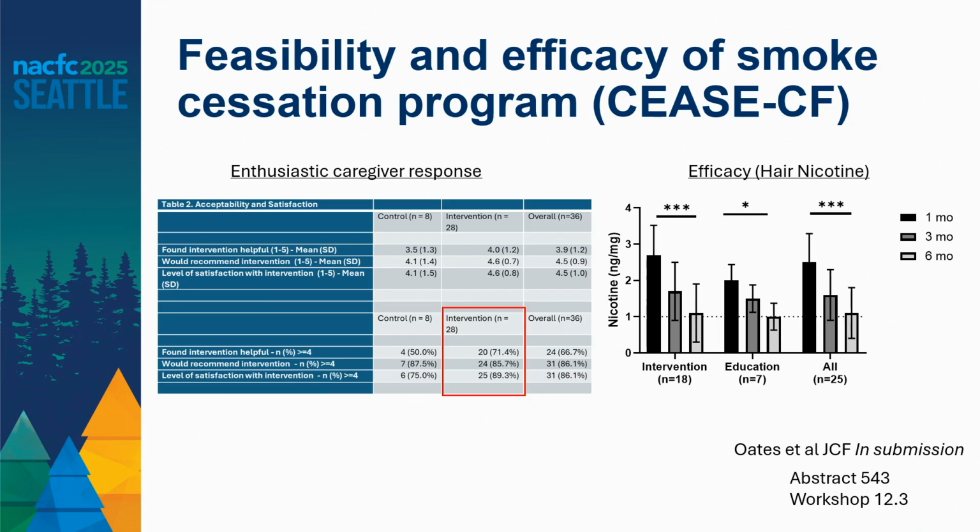A predetermined threshold of exposure is above 1 nanogram per milligram. Going into that, the intervention and the education group was generally above 2. And then we found that in both groups, we had a decline to basically that threshold amount. So we see that intervention is effective.